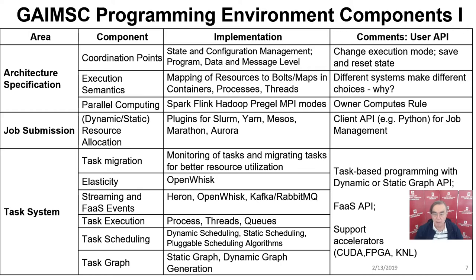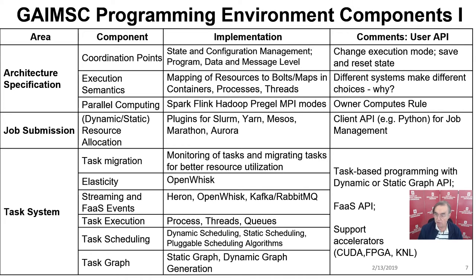Then we have to actually decide how to do the execution. We have to map; we have bolts in Storm and maps in Hadoop. And we have to put them into containers and processes and threads and cores and nodes and accelerators and so on. And there are many ways of doing that. Then we have to do parallel computing, which means we have to take these different parts, we've chopped the job up, and orchestrate them so they actually solve the same job. We don't want the Tower of Babel with everybody speaking a different language and not understanding each other.